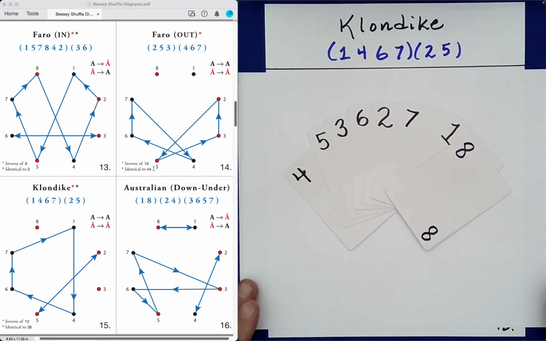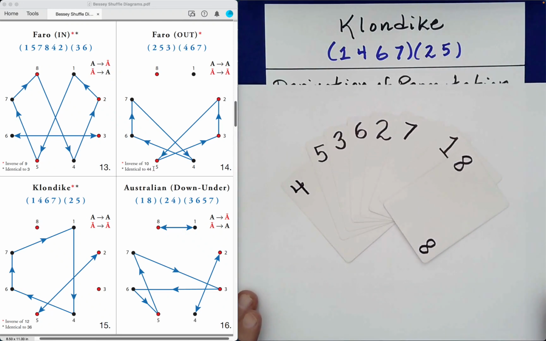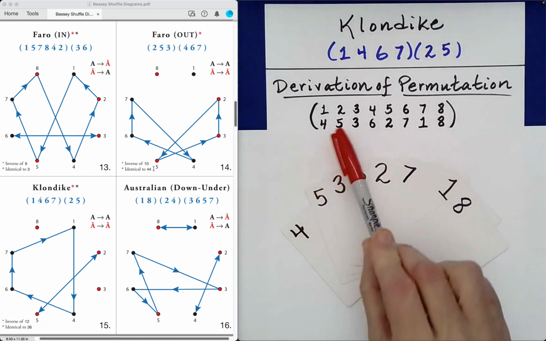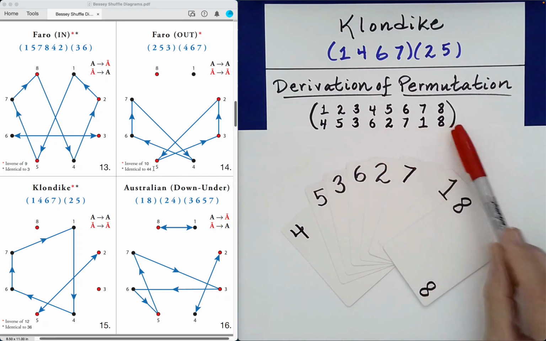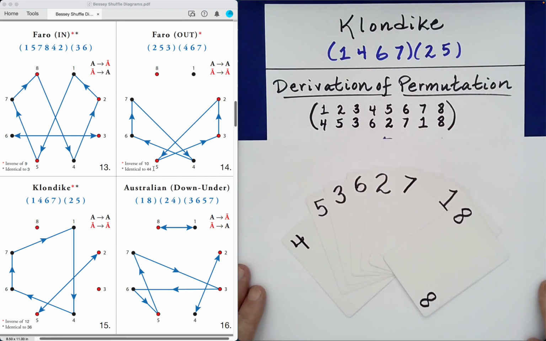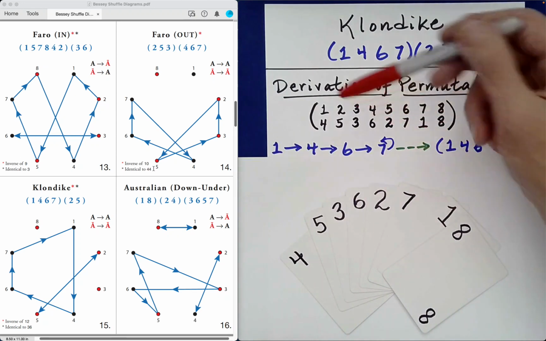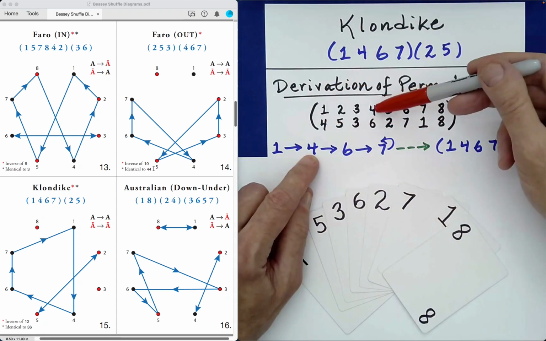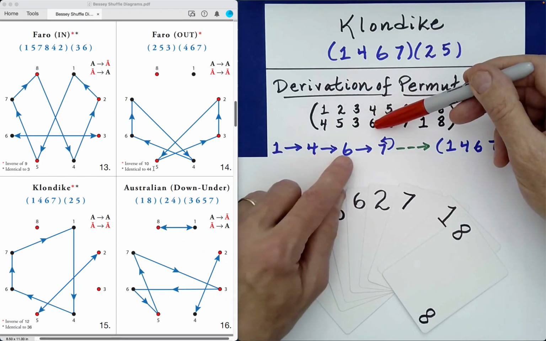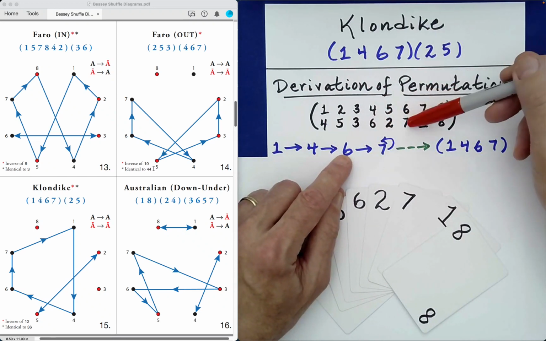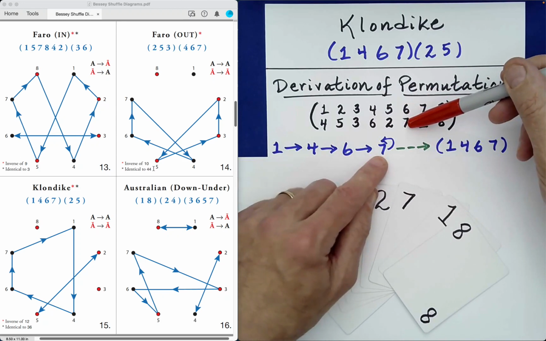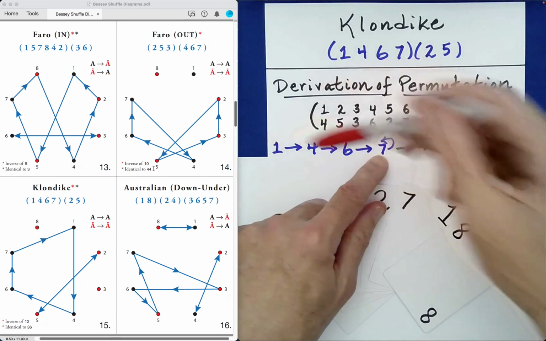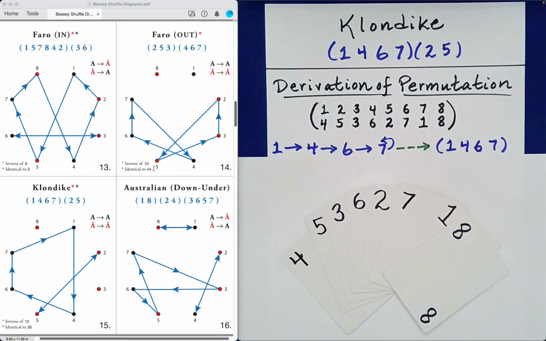So that is why when we write out the Cauchy 2-line notation for this permutation, we get the following: 4, 5, 3, 6, 2, 7, 1, 8. We can convert that to cycle notation as follows. So here we see that 1 is sent to 4. So 1 goes to 4. 4 is sent to 6. So 4 goes to 6. 6 goes to 7. So we have an arrow from 6 to 7. And then 7 goes to 1, which wraps around. So that completes that 4 cycle.